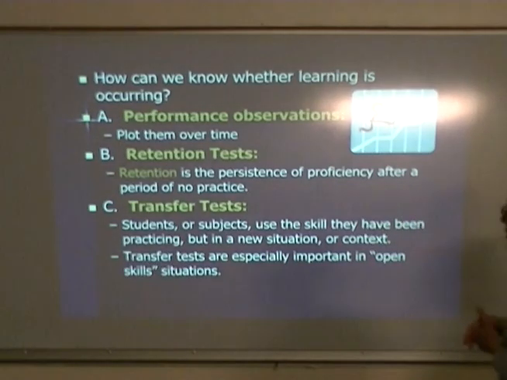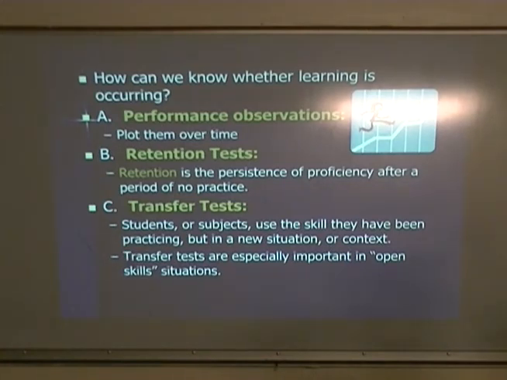The first is using a retention test. So retention implies persistence, right? So it means that if I don't practice for a while and then I do the skill again, I'm still going to be able to do it pretty well. So a good example of this is riding a bike, right? A lot of us learn to ride a bike when we're small. And then we go through a period of time that could be years and years and years before we ever get on a bike again.